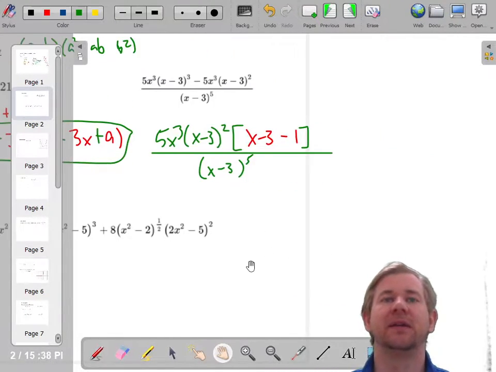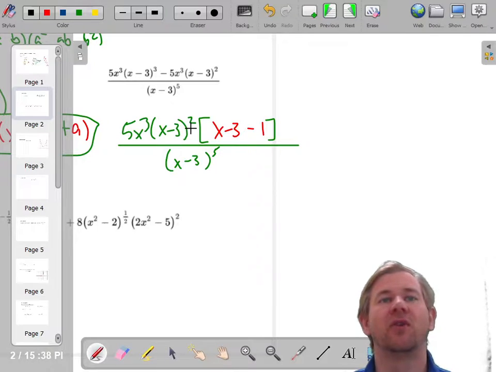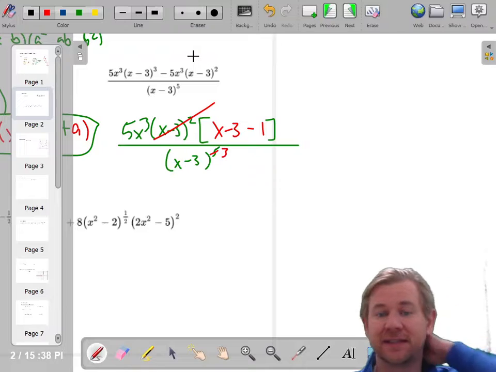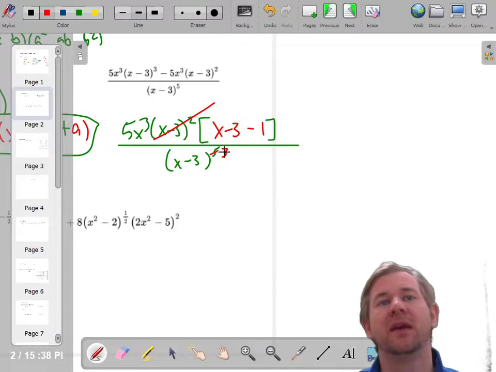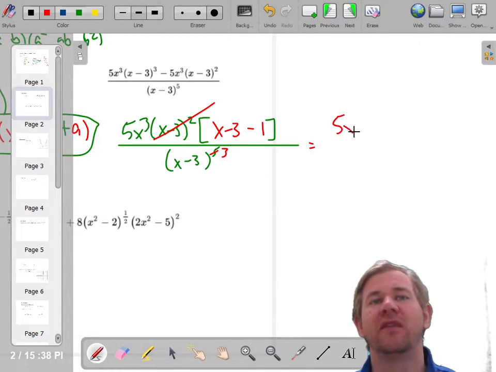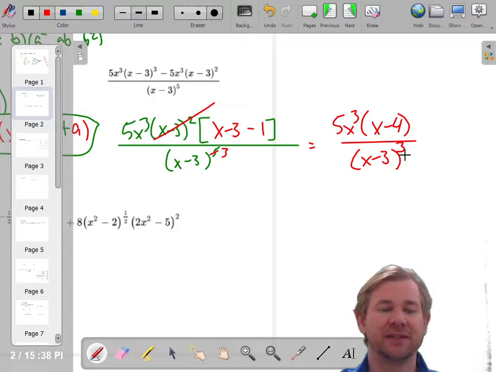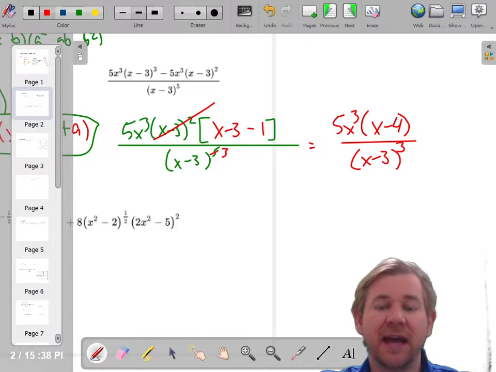So let's see, what else can I do now? I could cross out some of those. If there's 5 x minus 3's in the bottom, I could cross out 2 of them and have 3 in the top. So I have 5x cubed, this would be x minus 4 over x minus 3 cubed. And there isn't really anything you can do beyond that, but that's pretty good.